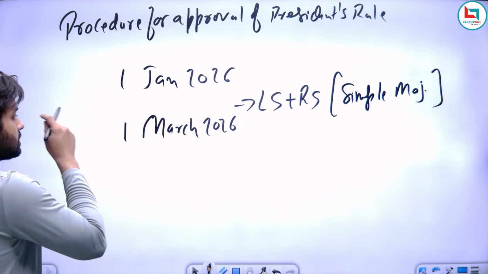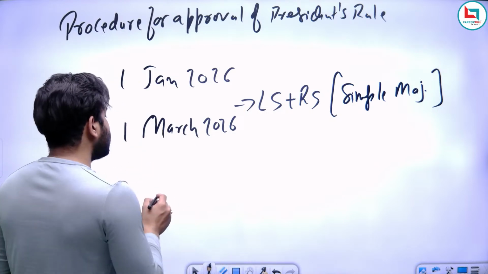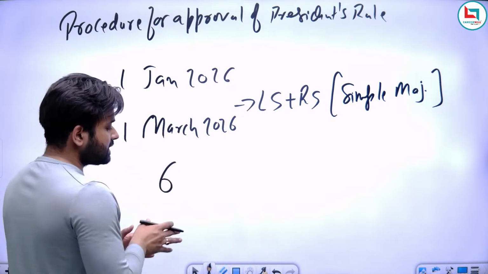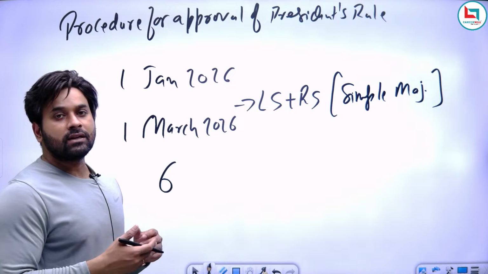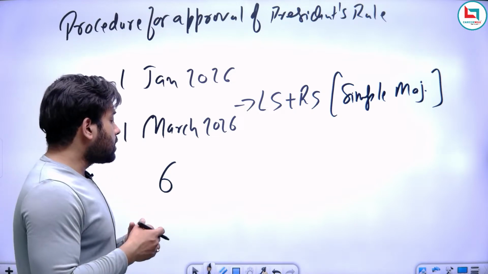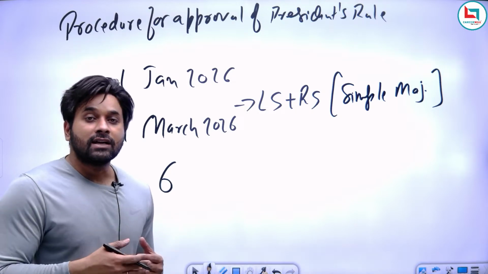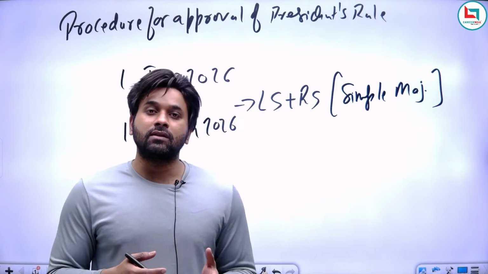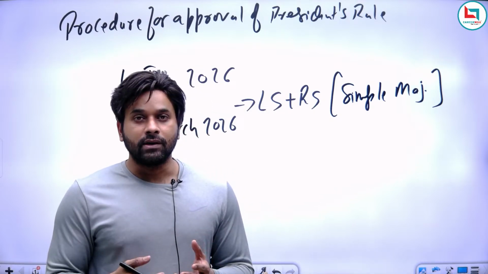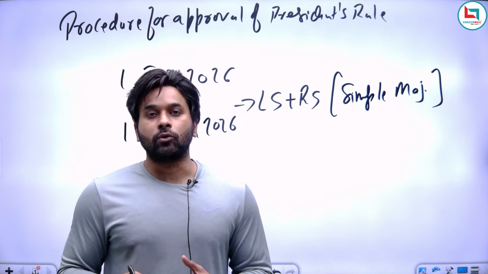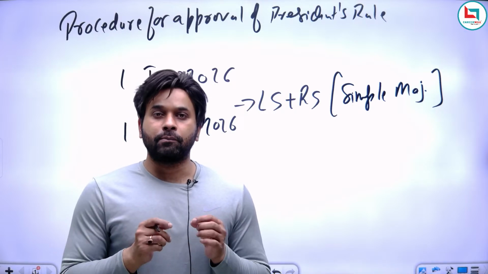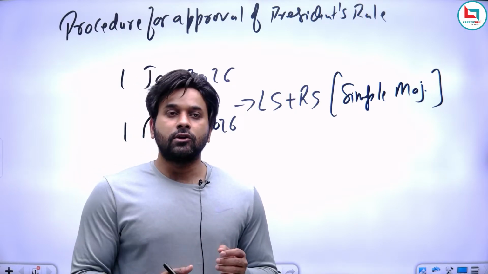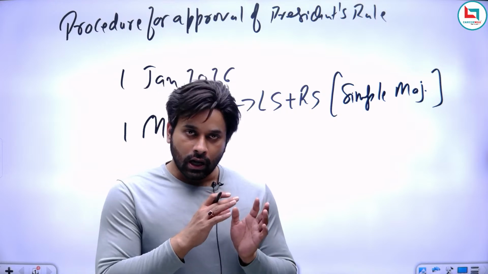So if both the houses approve the President's rule, then the President's rule will continue only for 6 months. Yes, the same that we have seen in national emergency. In national emergency, the national emergency will continue only for a period of 6 months once approved by both the houses of parliament. Similarly, in the case of President's rule, if both the houses of parliament approve President's rule, then President's rule is going to continue only for 6 months.